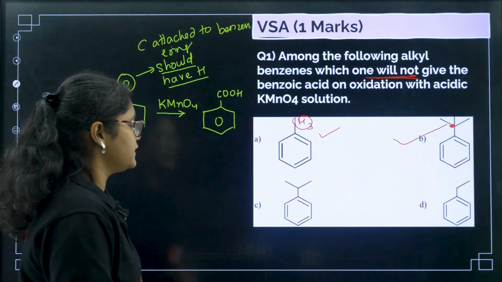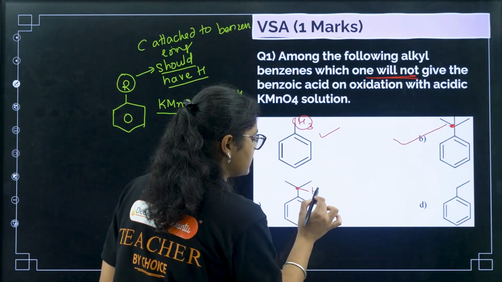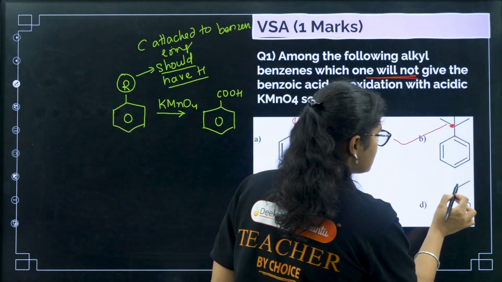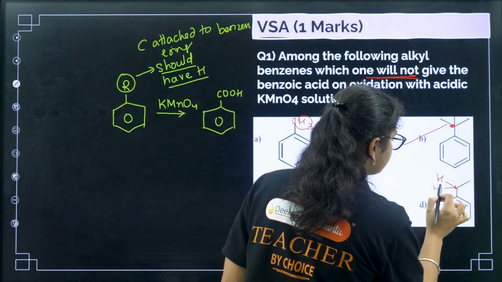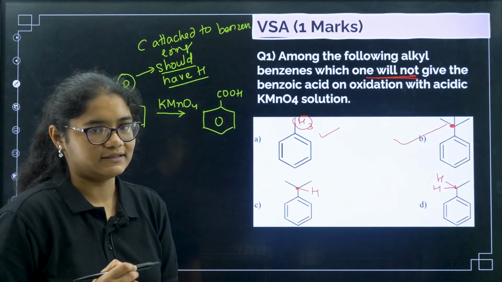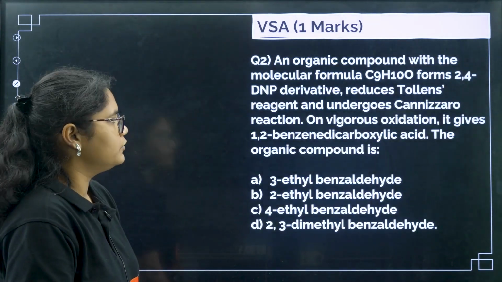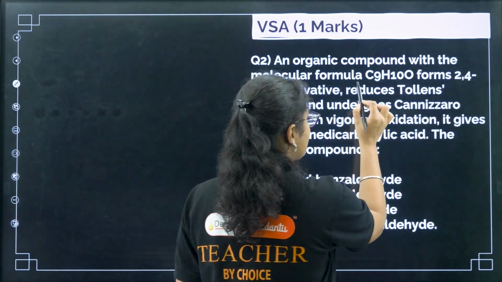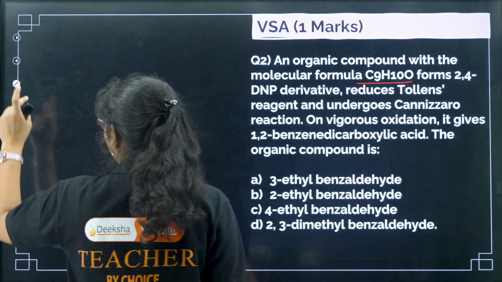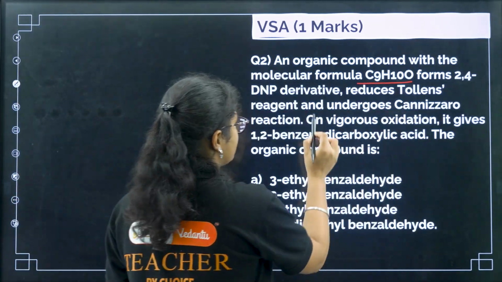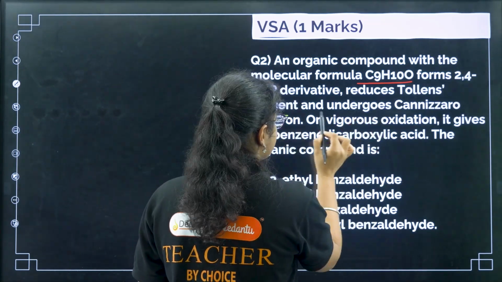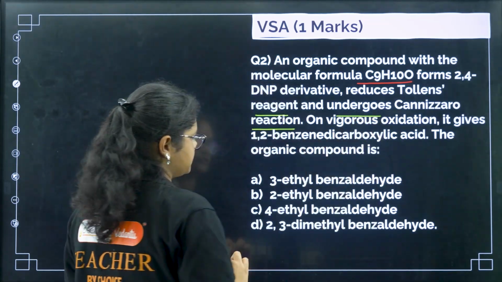Clear? Next, here this carbon has 1 hydrogen, so it will also be oxidized, and this carbon has 2 hydrogens, so that will also be oxidized. Okay, next question: an organic compound with the molecular formula C9H10O forms a 2,4-DNP derivative, reduces Tollens reagent and undergoes the Cannizzaro reaction.